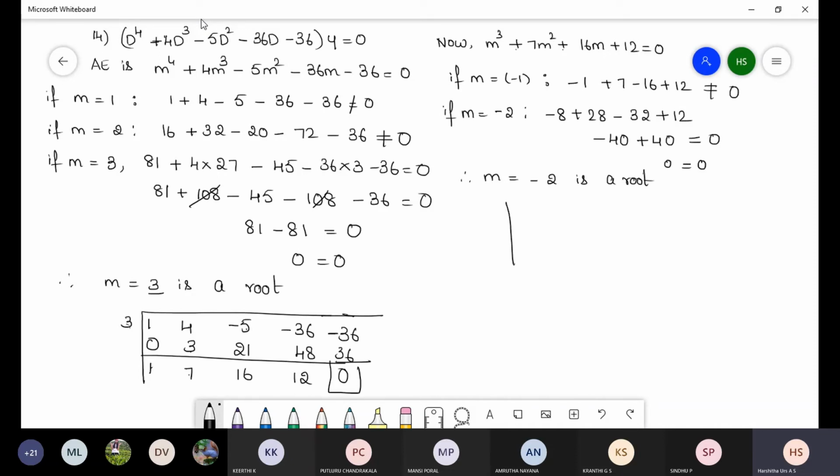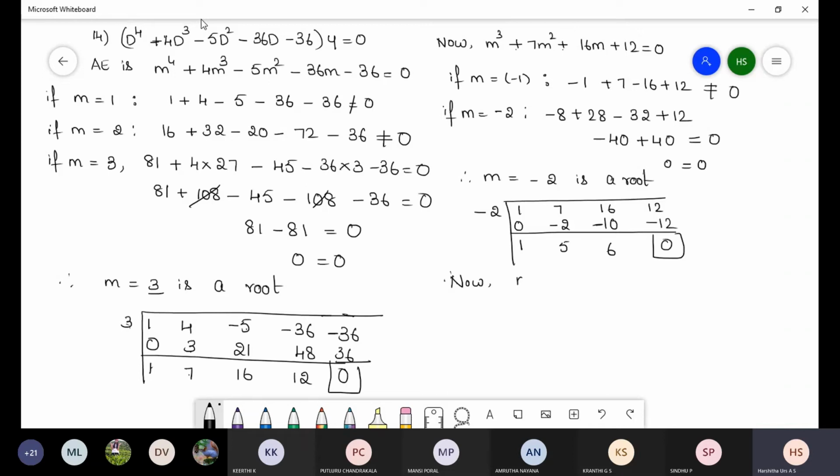So again use the synthetic division here. Here I write minus 2 as a root. Here 1, 7, 16, 12. So 1 plus 0 is 1. Minus 2 into 1 is minus 2, 5. Minus 2 into 5 is minus 10, 6. Here minus 12, 0.